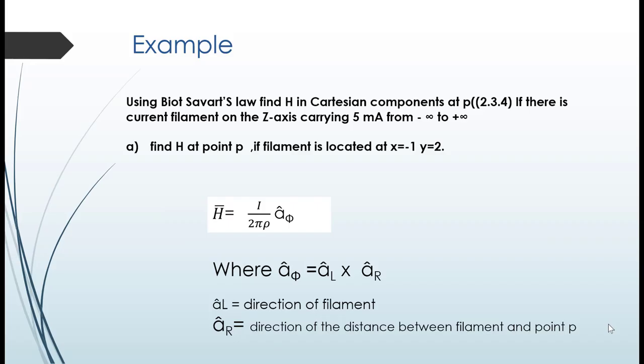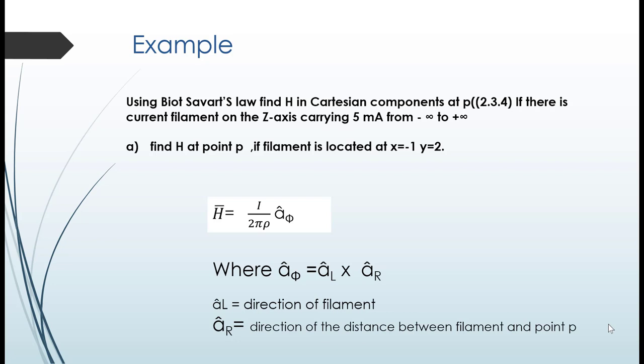Now consider this example. Using Biot-Savart law, find H in Cartesian components at point P (2, 3, 4) if there is a current filament placed on the z-axis carrying 5 milliampere of current from minus infinity to plus infinity. So this is the example to find H bar due to an infinite current-carrying filament. So what is the procedure? Let us check. Also, there is a second option: find H at the same point if the filament is placed at x equal to minus 1 and y equal to 2.